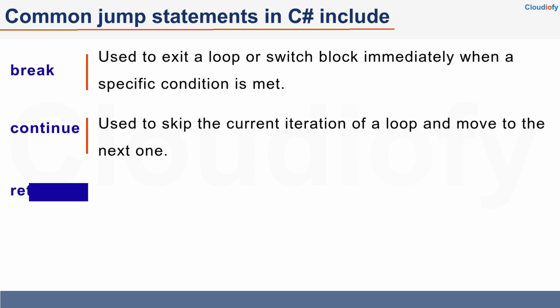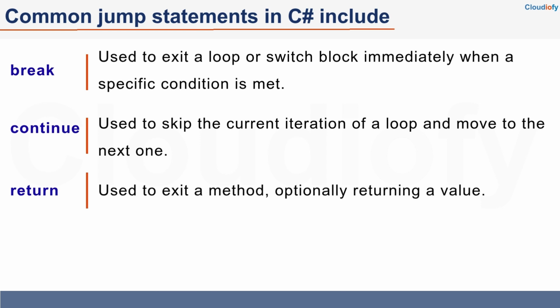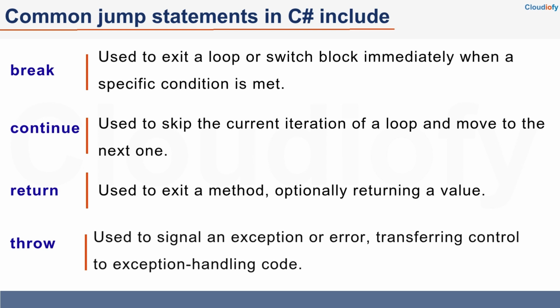Return statement, used to exit a method, optionally returning a value. It ends the method completely and may send back a result. Throw statement, used to signal that something went wrong. It throws an exception and transfers control to the error handling part of the program like a catch block.